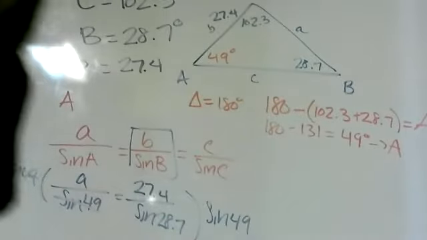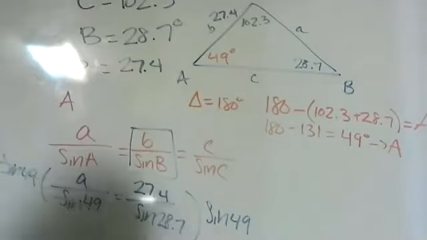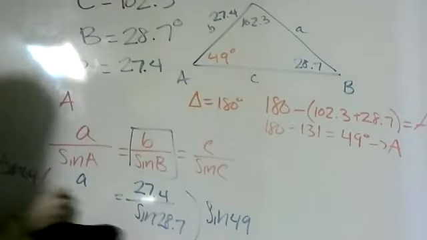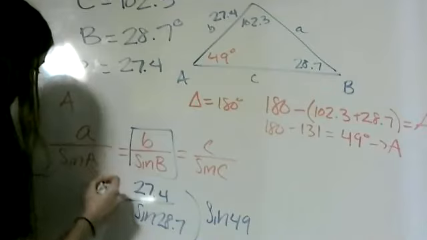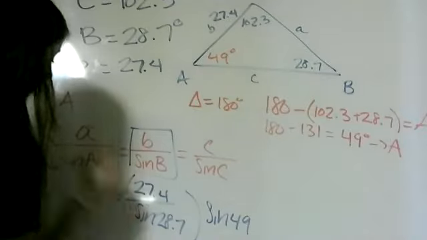Okay, so for lack of wanting to rewrite this, because I don't have room, we're going to go ahead and erase what's gone now. The sine of 49 has been canceled out and a is just set equal to the rest now.